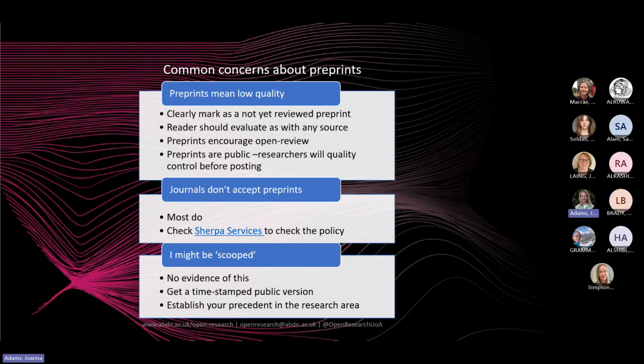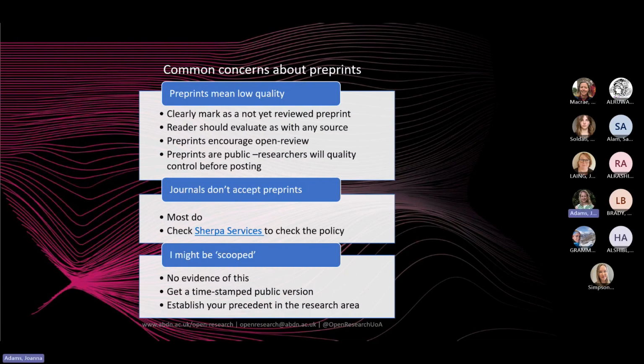And because preprints are public, researchers will quality control before posting. It's their reputation that's at stake. They're not going to post before it's ready. If you're concerned about journals not accepting preprints, we find that most actually do, but use Sherpa Romeo and check the policy before you submit, just to make sure.